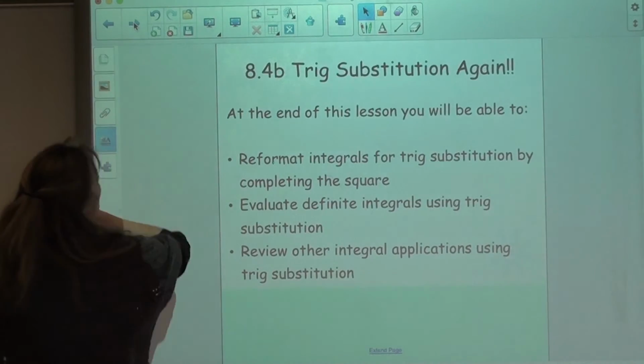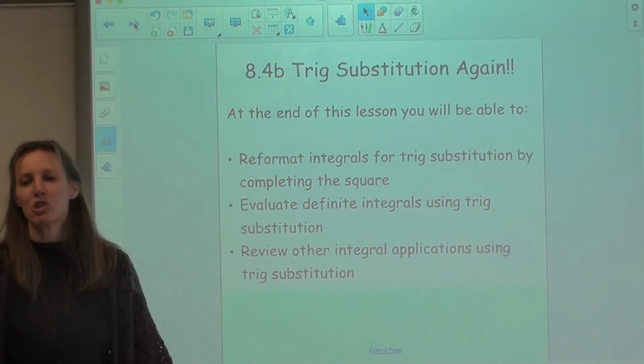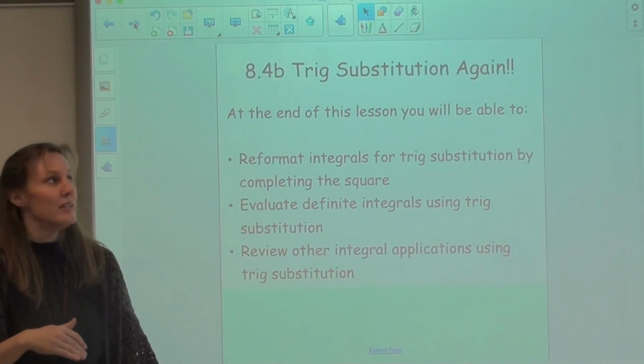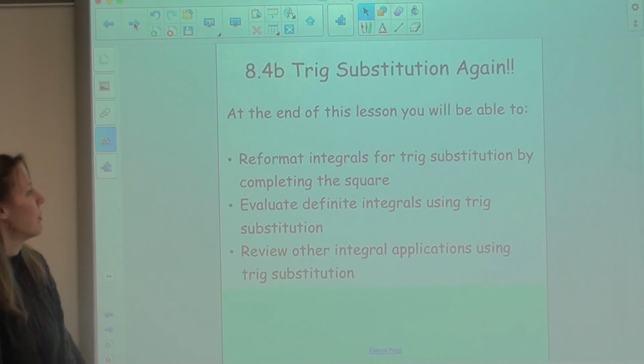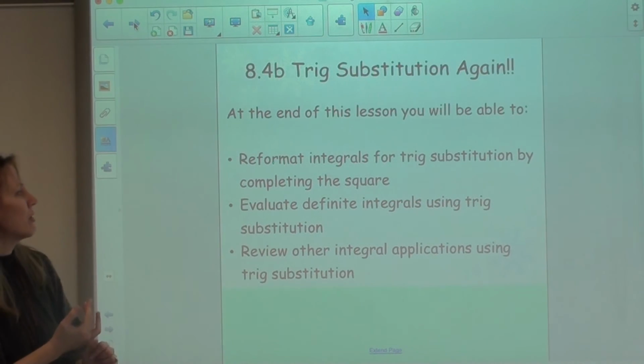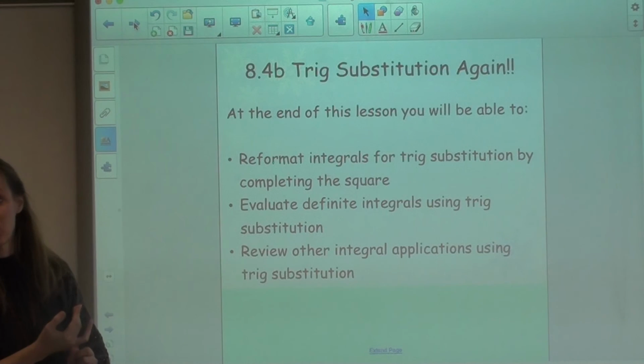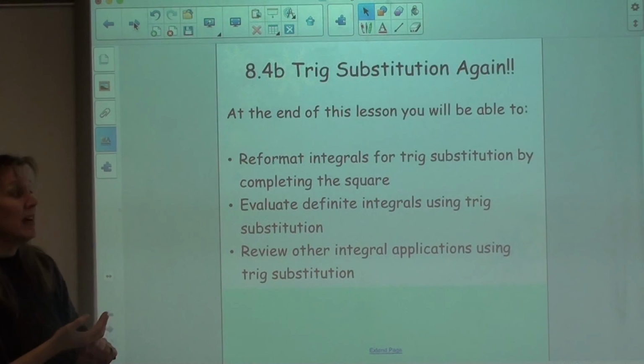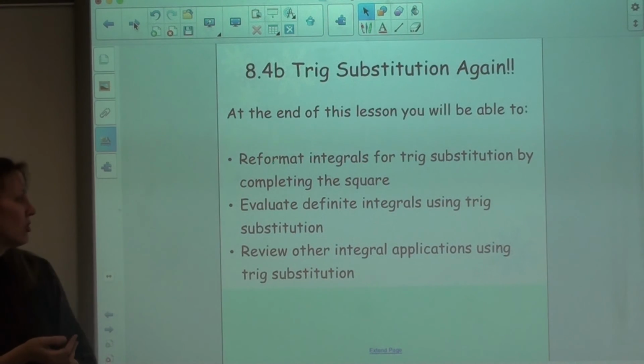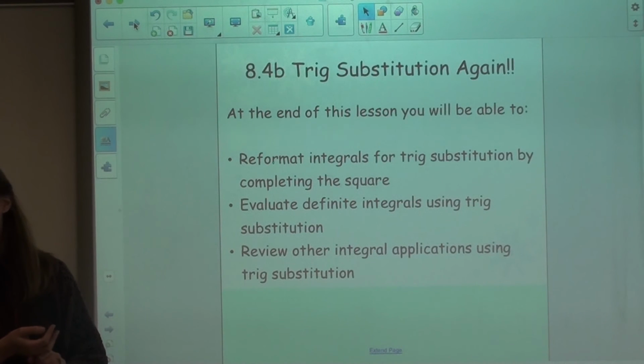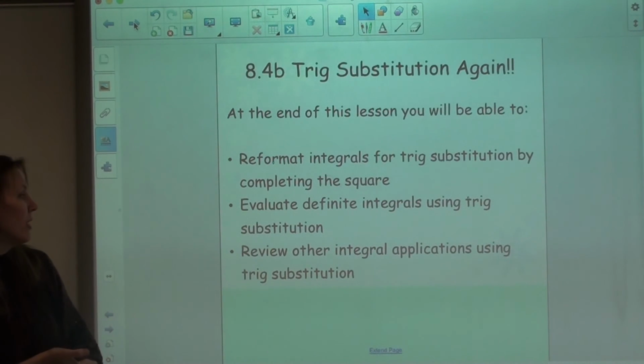Moving on. Today we're doing trig substitution again. This is section 8.4 part B. Today you will learn how to reformat integrals by completing the square, evaluate definite integrals using trig substitution, which will involve learning how to change limits, and review other integral trig applications using trig substitution.